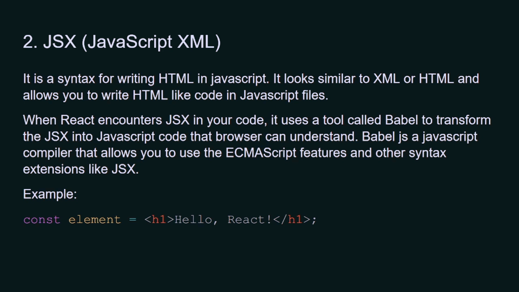Babel is a JavaScript compiler that allows you to use ECMAScript features and other syntax extensions like JSX. Below you can see we have an example: const element equals h1 hello React. It is basically a simple JSX we have.